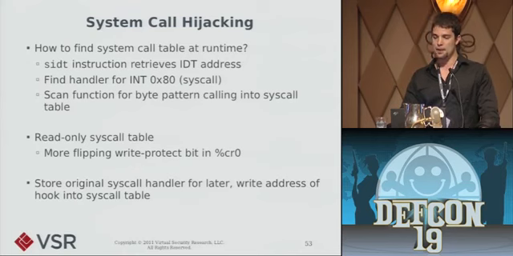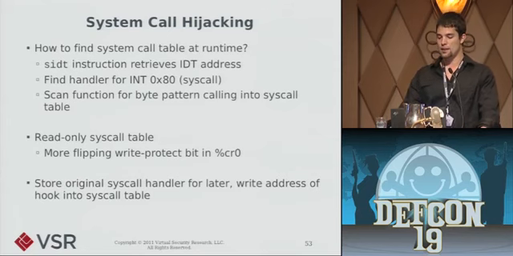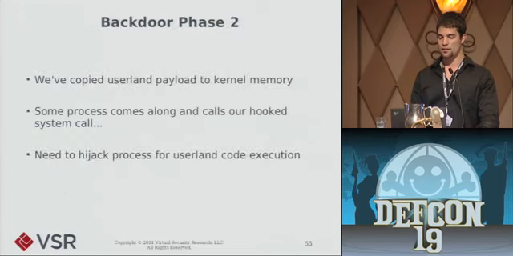The system call table on Linux is read-only, but we've already figured out how to get around that. We just flip that magic bit in CR0, and we can write to read-only memory. So what we do is we keep that system call handler, whichever one we want to hook, for later, because we're going to need it, and we'll write the address of our hook code into the system call table. So now whenever someone calls that system call, it'll execute our code. Because we want the ICMP stack to keep working, we actually call the original ICMP handler that we kept around, so the machine still pings.